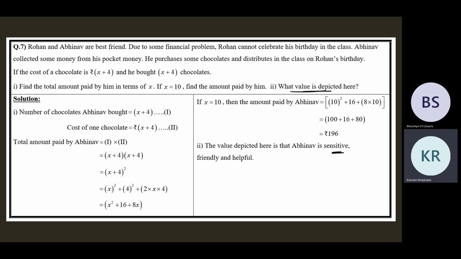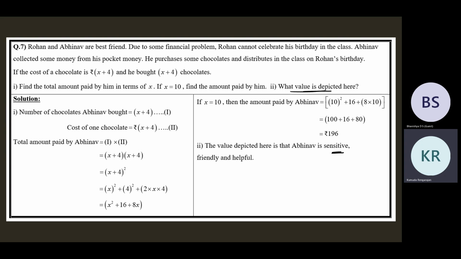So here Abhinav is sensitive. He's friendly and he's helpful. So that is the value depicted here. By Abhinav's action, what value is depicted? So Abhinav's action shows that Abhinav is sensitive. He can feel Rohan's trouble. He's friendly and he's helpful. You can write anything on your own also. Not that you should write only like this. Whatever you feel, you should just write what your mind says about the situation. All right?